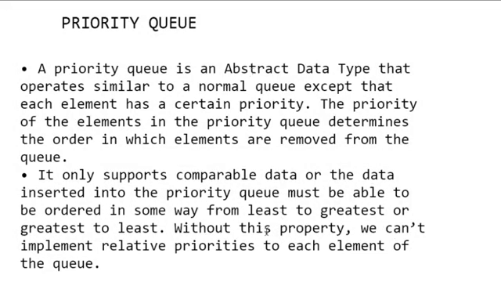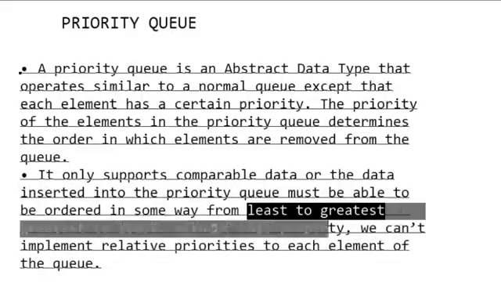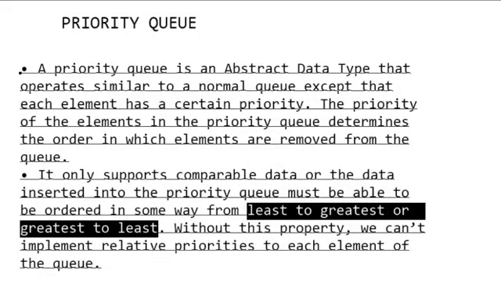Before starting the data structure, we need to have a certain choice of whether we're going to use least to greatest or greatest to least. If we didn't think about it beforehand, we cannot start implementing heaps.